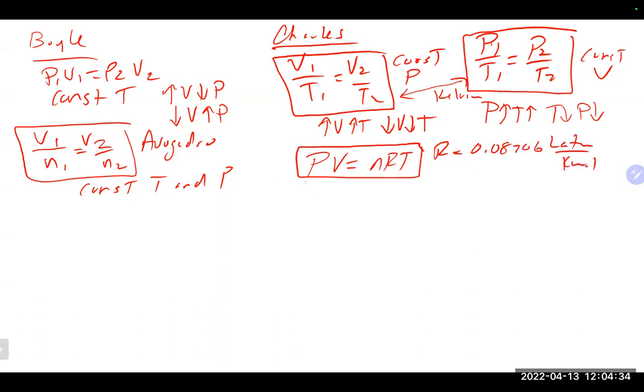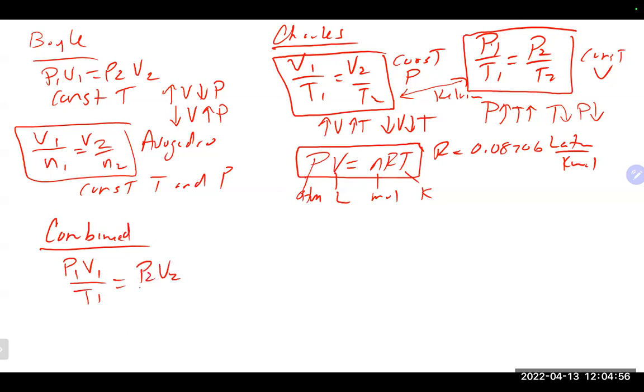And obviously, the most restricted, as we talked about, we need atmospheres for pressure, we need liters for volume, moles and Kelvin there. We also saw at the end the combined gas law, which is our P1 V1 over T1 is equal to P2 V2 over T2 here, and obviously Kelvin as well for our temperature there. Any questions on any of those gas laws that we talked about there?